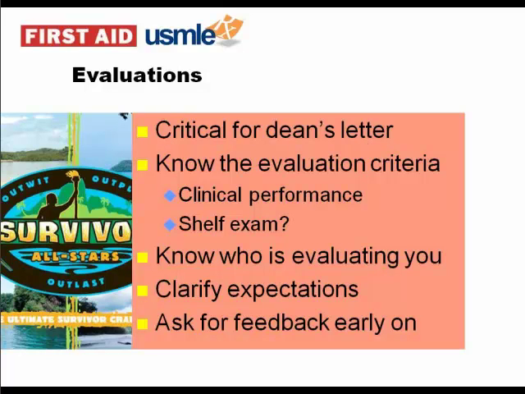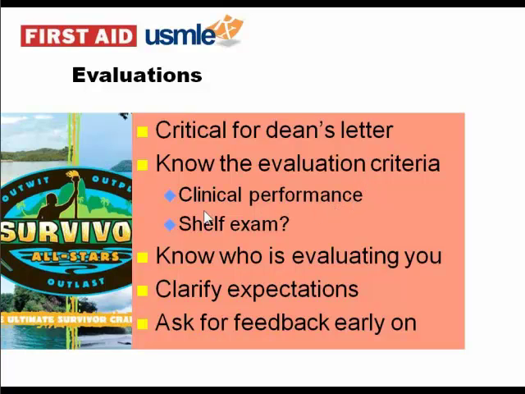In the majority of Dean's Letters, whether it's UCSF or Hopkins or wherever, if you look at the text, usually just 3 or 4 pages are dedicated to the preclinical year, maybe a bit about your background, and then the bulk of the letter, another 5, 8, 10 pages depending on the institution, is going to be centered around your clinical evaluations. So it's really important to know what the evaluation criteria are. It's going to be based on your clinical performance.